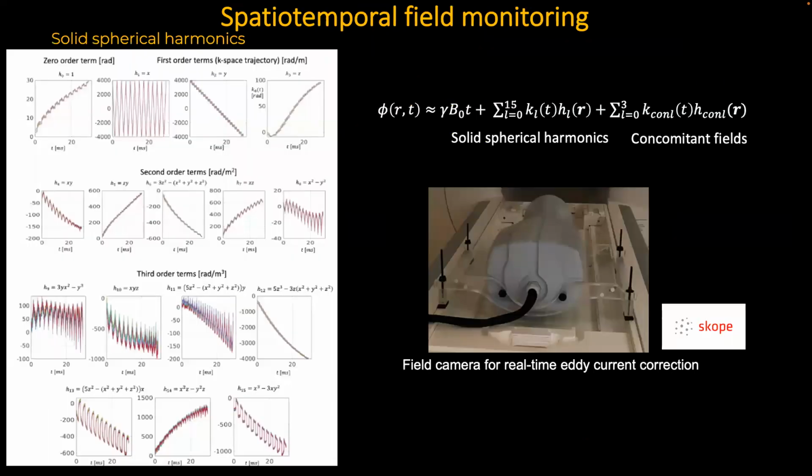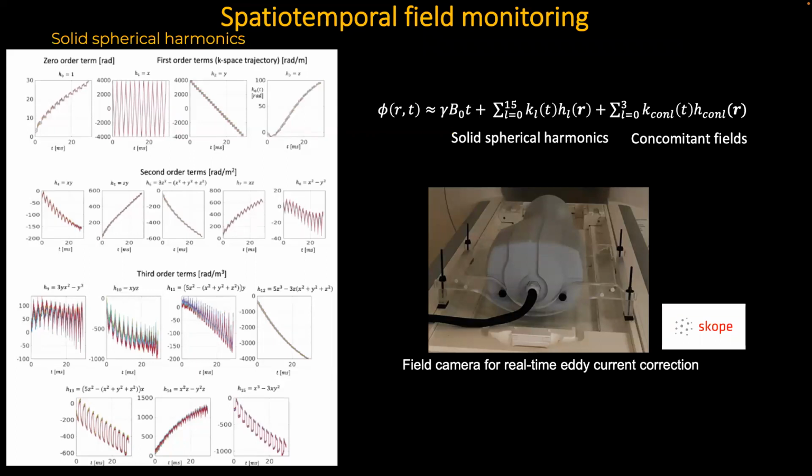One of those approaches is spatiotemporal field monitoring. The idea is that with a field camera, we can measure the spatiotemporal variation of the main magnetic field, and that gives you complete information of all of the phase perturbation as well as the k-space trajectory.